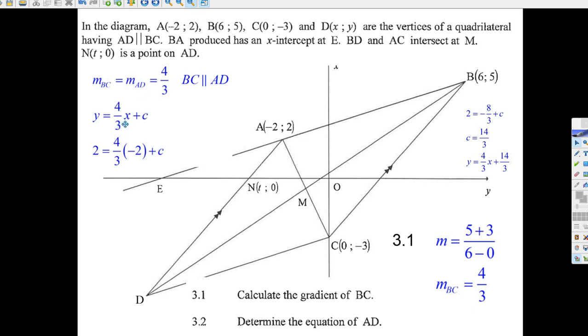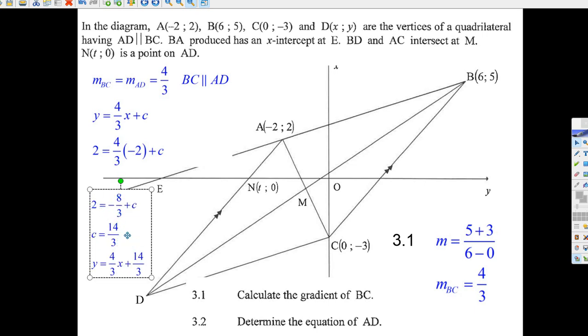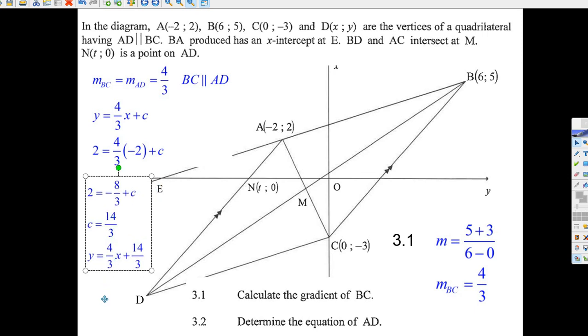We can put 4/3 x in there. Then just take the point A, put the x value in there for x, put the y value of 2 in there for y, and you multiply it out. And what are you going to get? You're going to get minus 8 over 3. And then you go 2 plus 8 over 3. If you can do fractions, or your calculator can do it, C is 14 over 3. So you add 8 over 3 to 2, and you get C, the y-intercept.